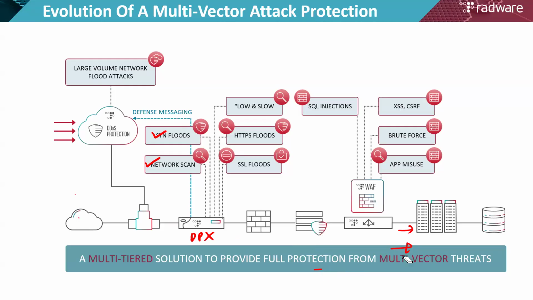Then we are protecting you against low and slow attacks like Slowloris, HTTPS floods, SSL floods, etc. So all this is mitigated by DPX. All the volumetric attacks are mitigated by the DPX engine at the perimeter itself, and the layer 7 attacks would be mitigated by the WAF engine.